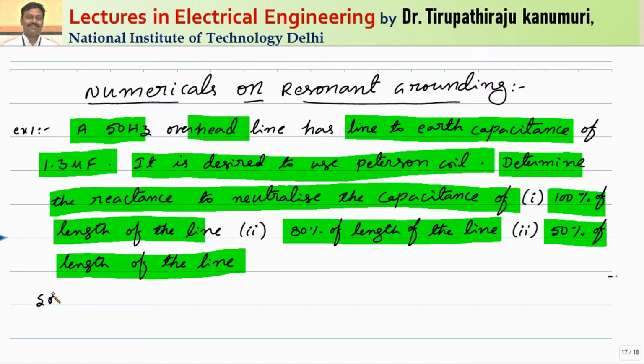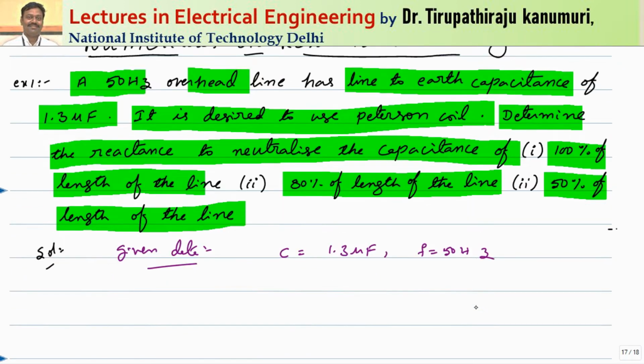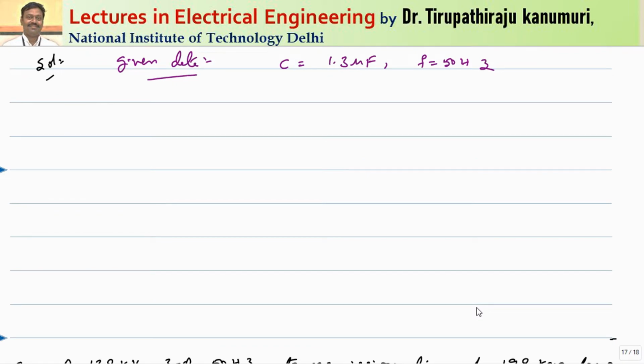For solving this, first let us note down the data that is given, then we will proceed further. The given data: the total value of the capacitance for the entire length is 1.3 microfarads. The frequency is 50 Hz and we have to go for a Peterson coil. It is asked to find, if you want to protect 100%, 80% and 50%, the value of the reactance that is required. That means we need the value of XL.